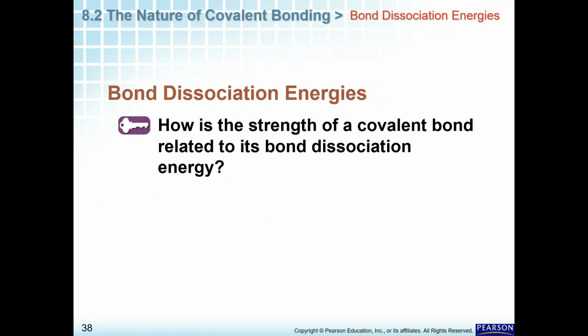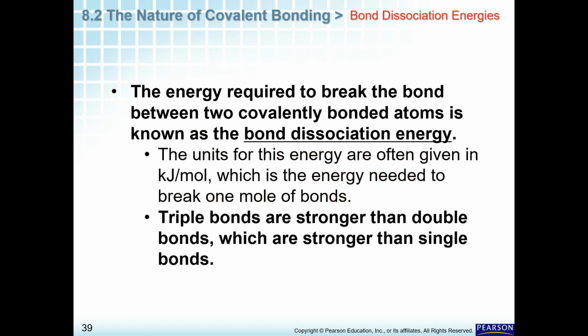The second thing that we're going to end on is something called bond dissociation energies. And our question that we want to answer is, how is the strength of a covalent bond related to something that we call bond dissociation energy? In order to understand this question, we have to understand what bond dissociation energy is. This is going to be the energy required to break, that's the key word, break a bond between two covalently bonded atoms. So if you ever hear the word dissociate, you separate. So we are separating two atoms that were bonded.